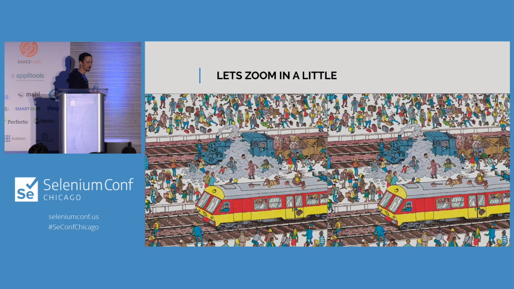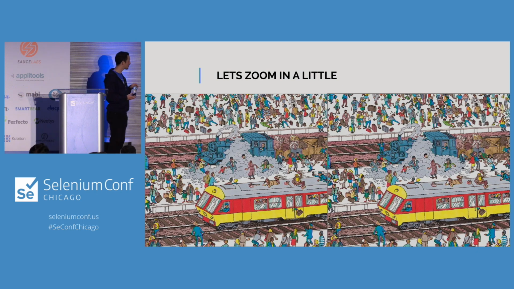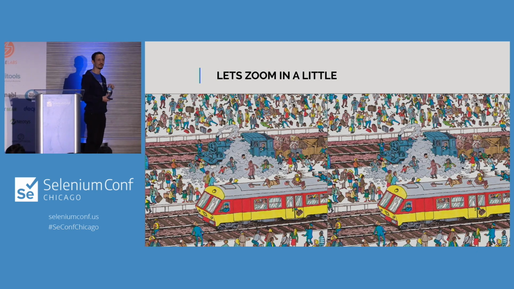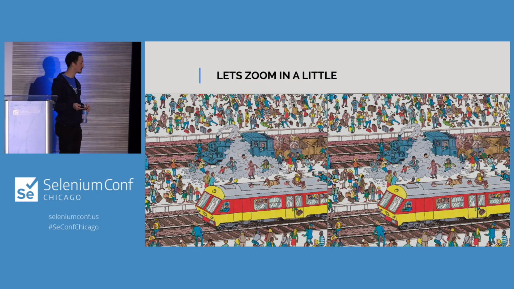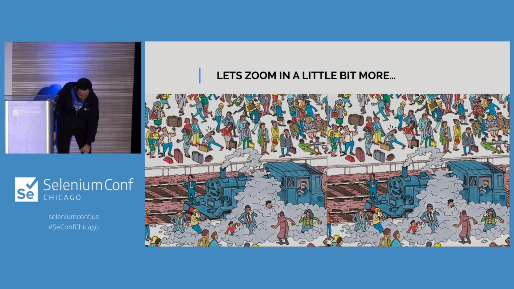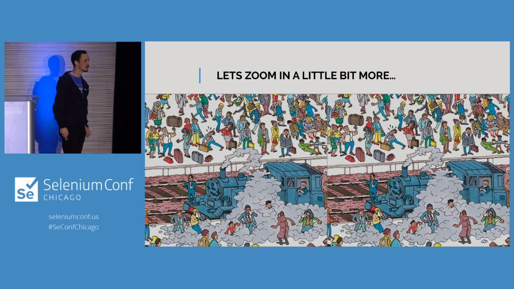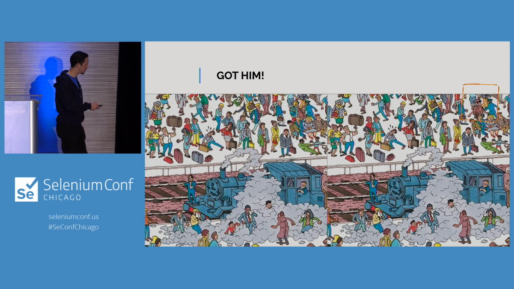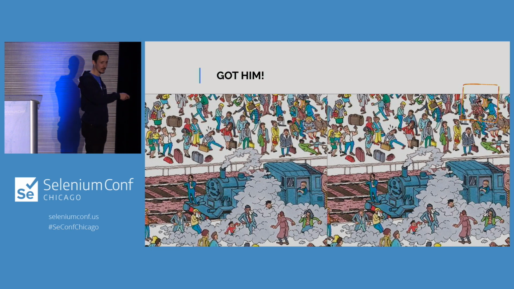So I'll zoom in a little bit, because I appreciate it's quite difficult. I'll zoom in just for the back as well, because it's difficult from here to see. Has anybody found him? Yeah, so he was hiding up in the corner.